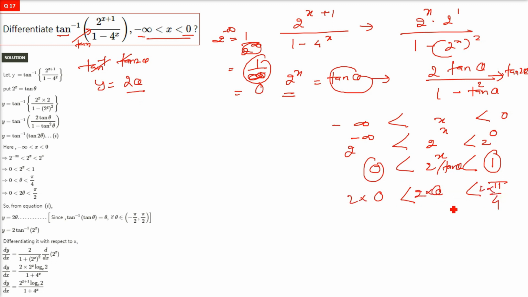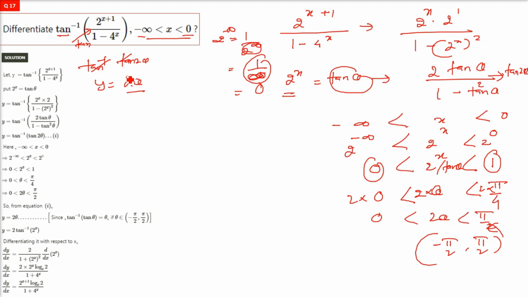Now you need 2 theta, so multiply by 2 everywhere. So 0, and 2 pi by 4 is pi by 2. Now what is the range? When you cancel tan and tan inverse, it has to be between negative pi by 2 and pi by 2, and you are well inside that here, 0 to pi by 2.